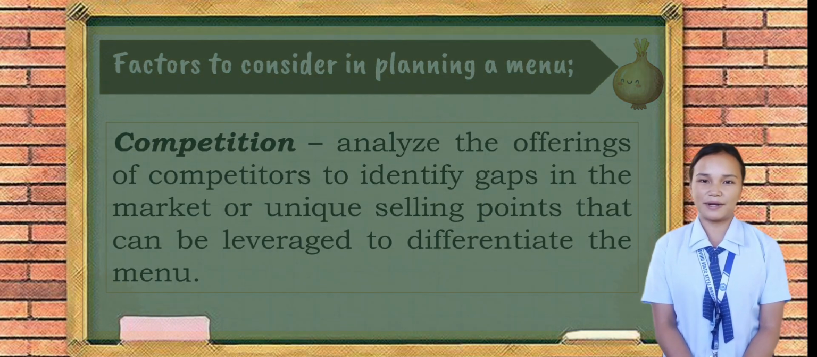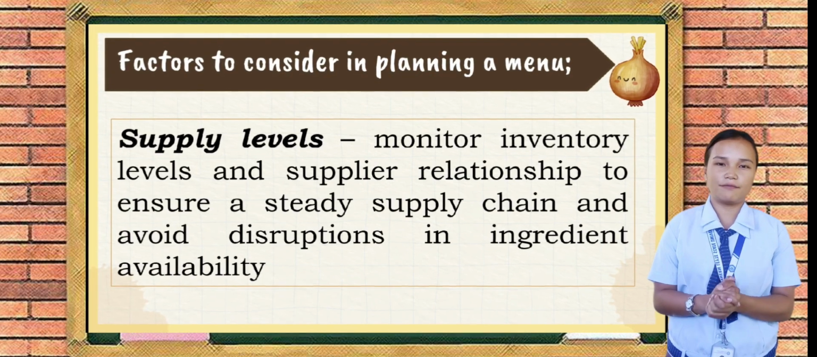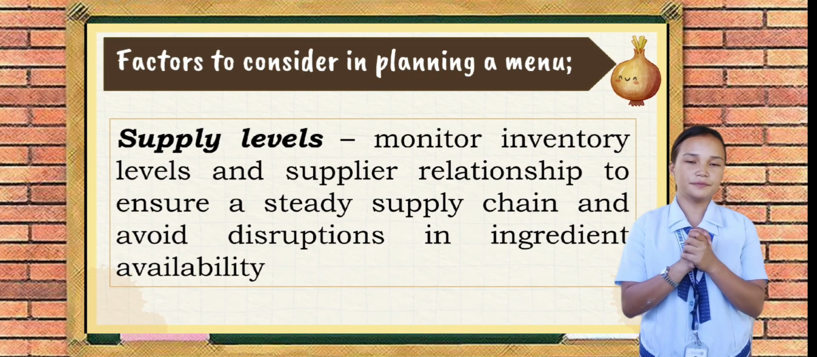Okay? So nasabtan na ba? So the next one is supply level. Please read everyone.